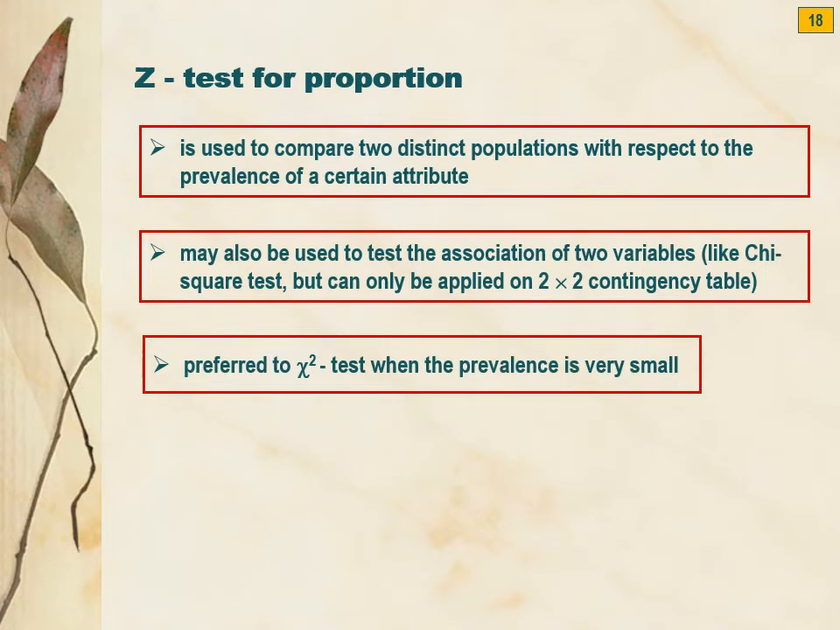And if it is a 2 by 2 table and you are looking for the association, then this test is preferred to the chi-square test when prevalence is very, very small. Suppose you have a sample size of 200 or 300, and you are getting only 3 or 4 disease persons, or a small number, maybe 10 or 11. In that case, this is preferred to chi-square. We prefer to use the Z test for proportion instead of the chi-square. So now we are going to discuss the Z test for proportion.